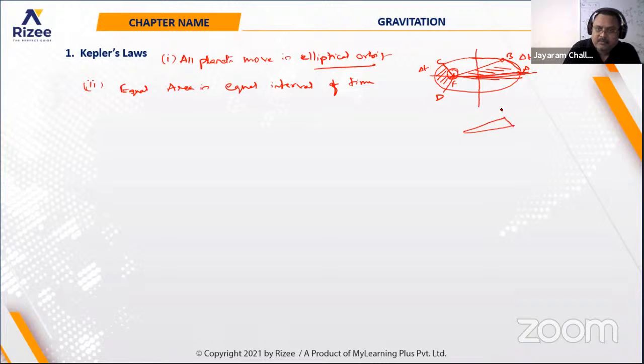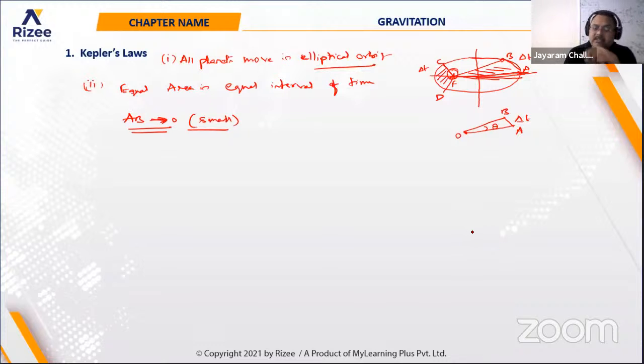It's a very, very small interval of time. So B and A cover an angle theta in a time interval delta t. Since delta t is very small, AB is also very small, tending towards zero, infinitesimally small. If it is a very small thing, then you can consider it as almost a triangle.